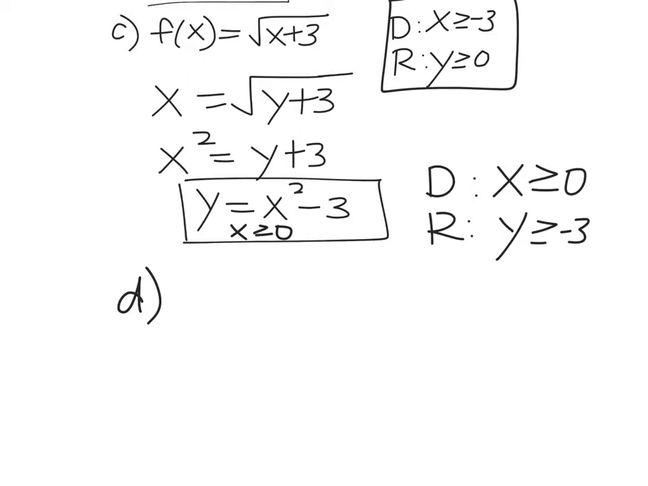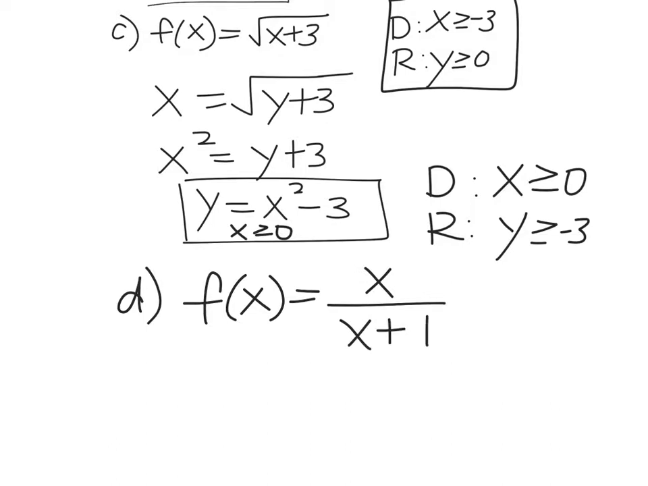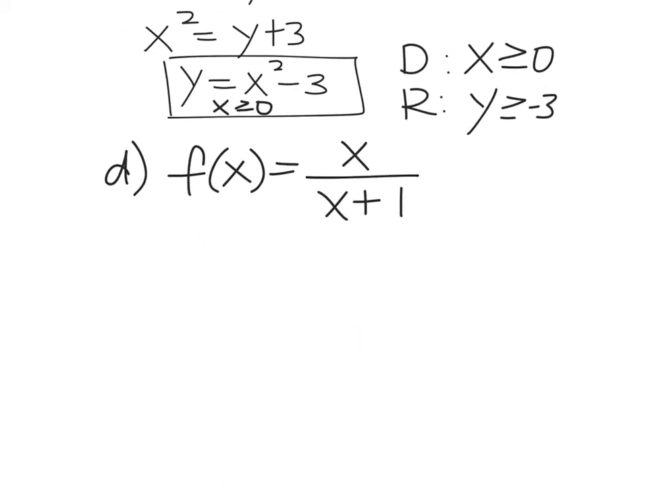For this one, it's a little bit hard. So the algebra is tough. So here we go. You ready? f of x equals x over x plus 1. Okay. Here's one of those rational functions, and you know the domain is all real numbers except for -1, all that stuff. But what we're going to do is just go ahead and switch x and y and then solve for y. Okay? So x is equal to y over y plus 1.